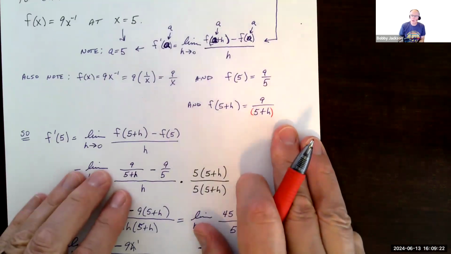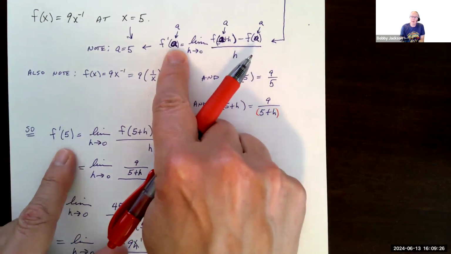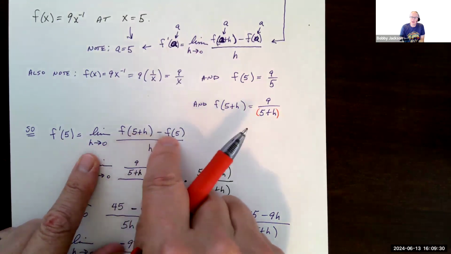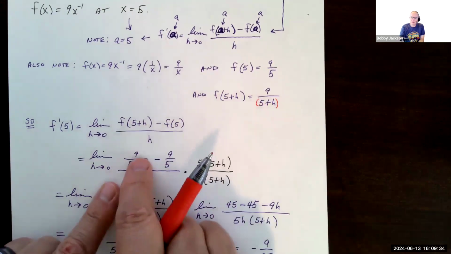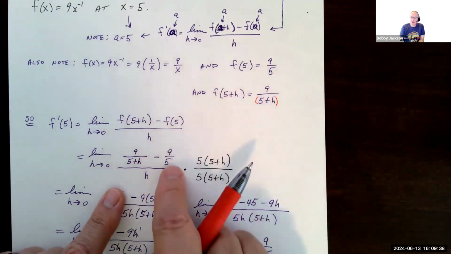Okay, so let's plug it in. So f prime of 5. Here I'm just going to let a be 5. So f prime of 5 is the limit as h goes to 0 of f of 5 plus h minus f of 5, over h. F of 5 plus h we found is 9 divided by 5 plus h, minus f of 5, which is 9/5.